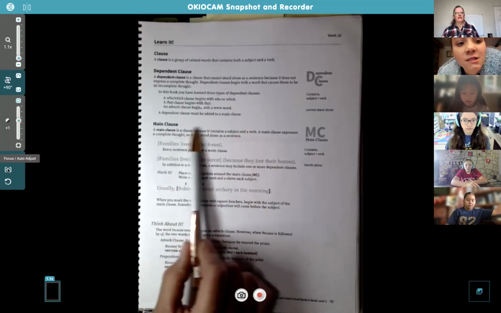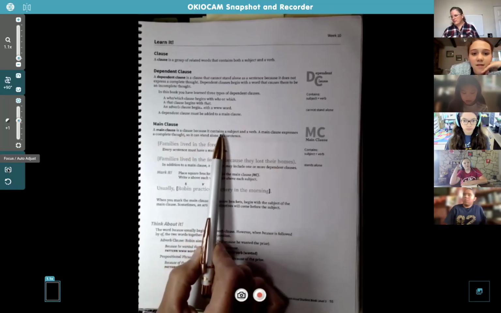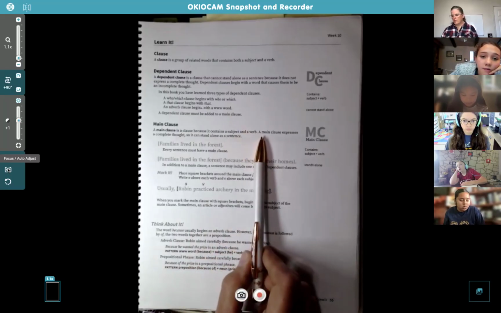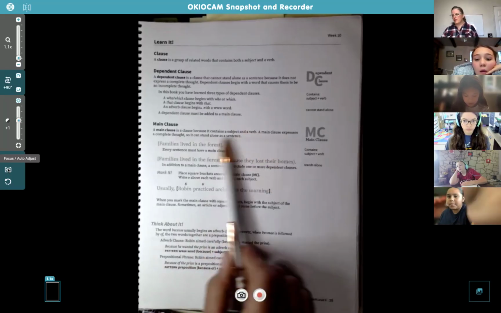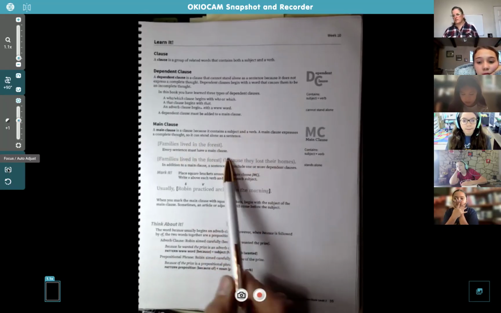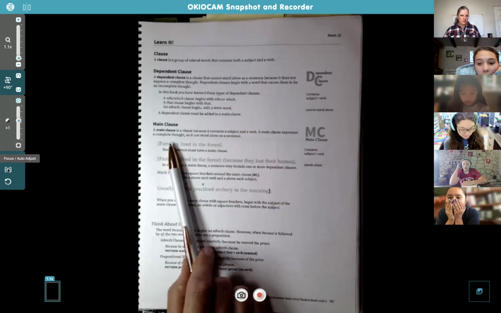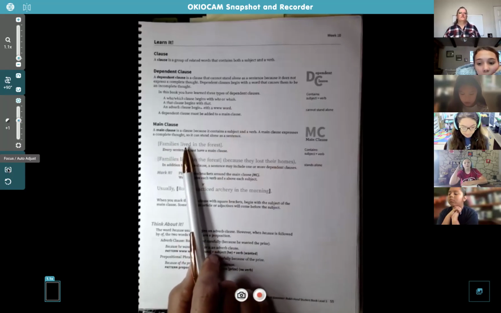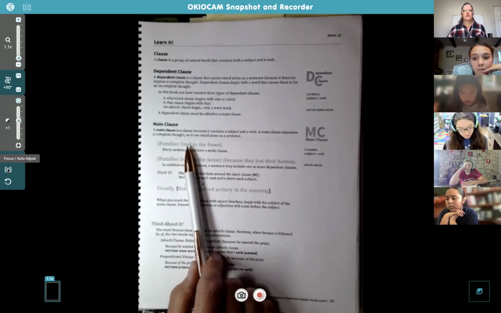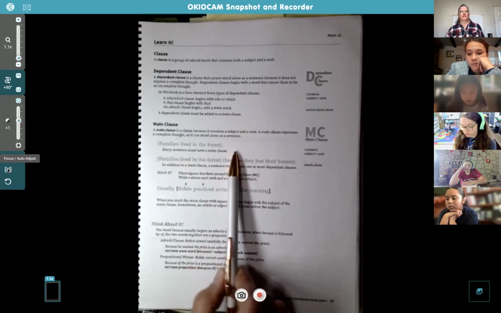And then there's the main clause. A main clause is a clause because it contains a subject and a verb. That's the rule. It has to contain a subject and a verb. A main clause expresses a complete thought, so it can stand alone as a sentence, like this. Families lived in the forest. Families is your subject. Lived is your verb. It has a subject and verb. It's a complete thought. The prepositional phrase tells where they live. Families lived in the forest.